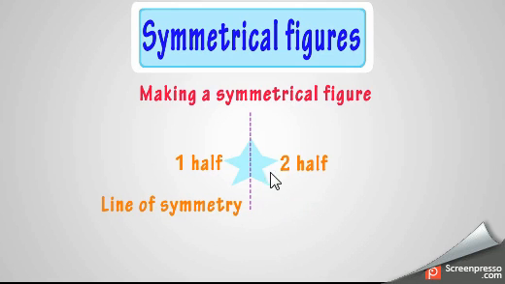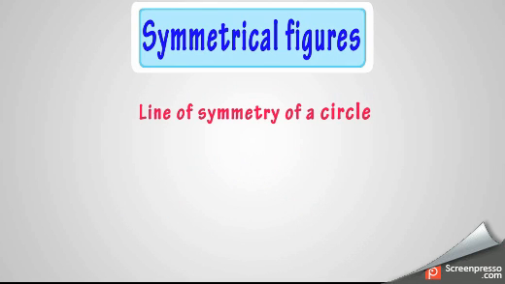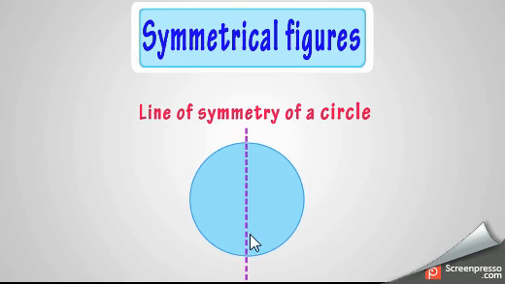Okay, mister, what is an asymmetrical shape? Now we will know asymmetrical shapes. Attention with me. Before knowing asymmetrical shapes, we will know how many lines of symmetry a circle has. Attention with me now. Line of symmetry of a circle. If I fold a circle vertically, it will be a symmetrical figure.